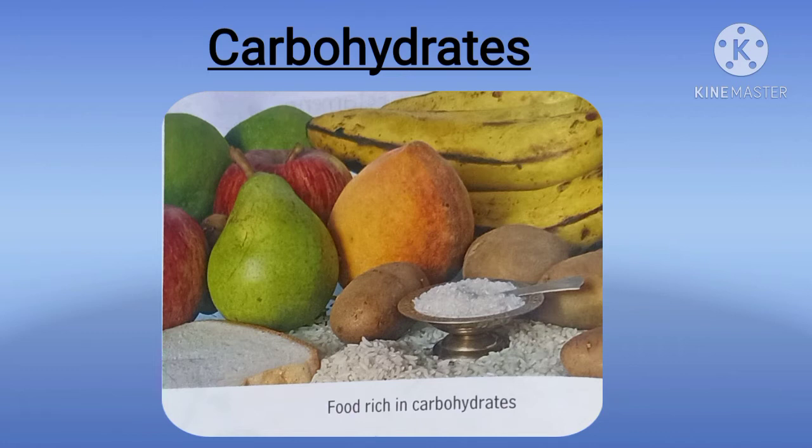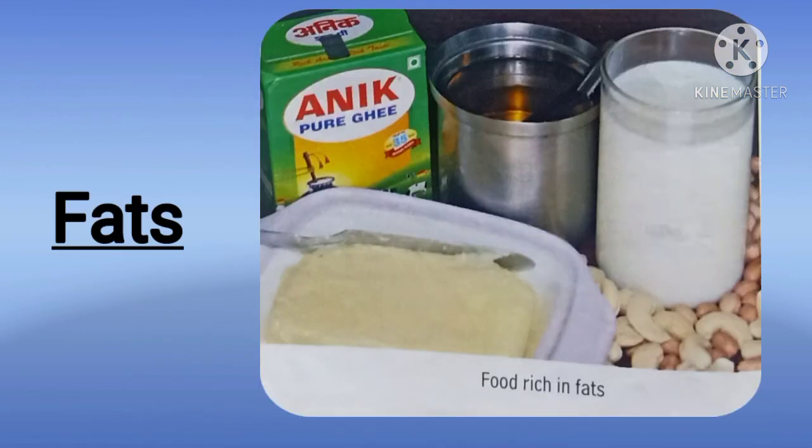Carbohydrates are made up of carbon, hydrogen and oxygen. The word carbohydrate is made up of two words, carbo plus hydrate. Carbo means carbon and hydrate means water. Now the next one is fat.